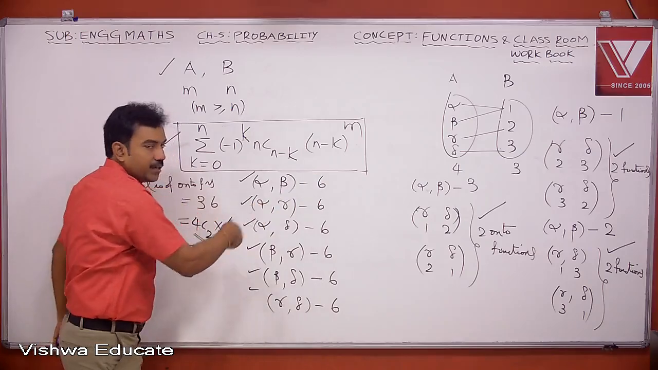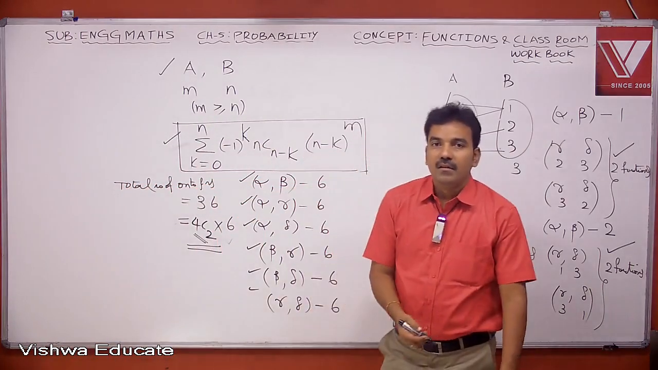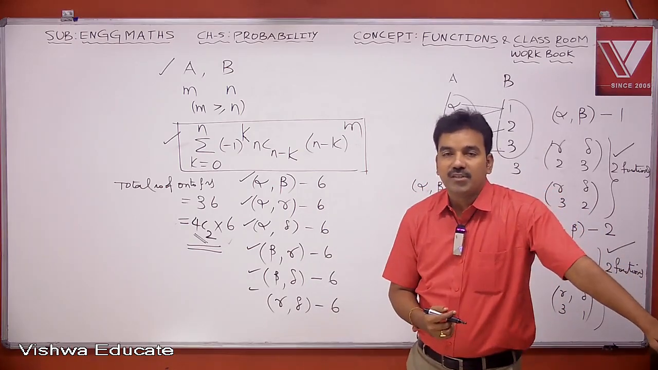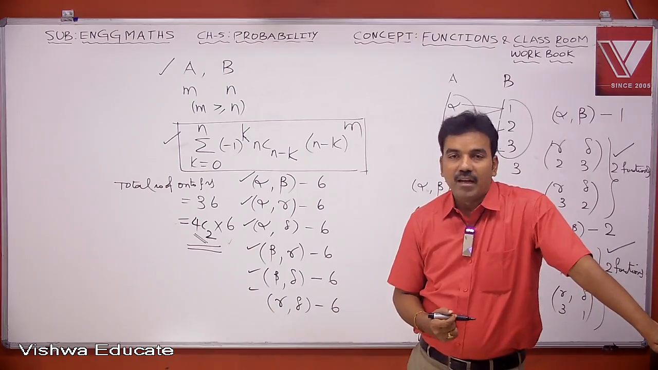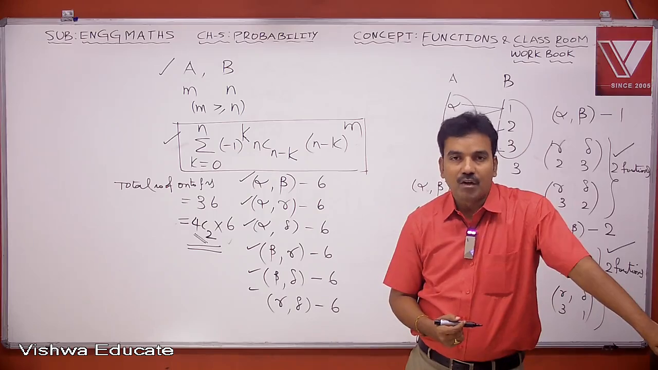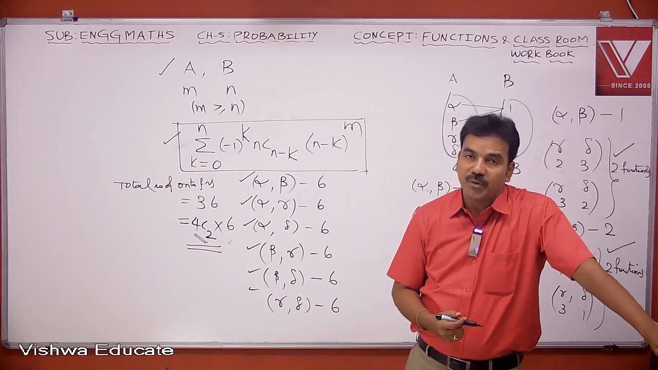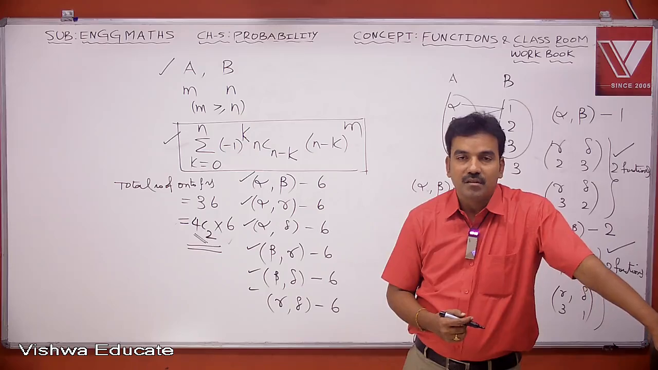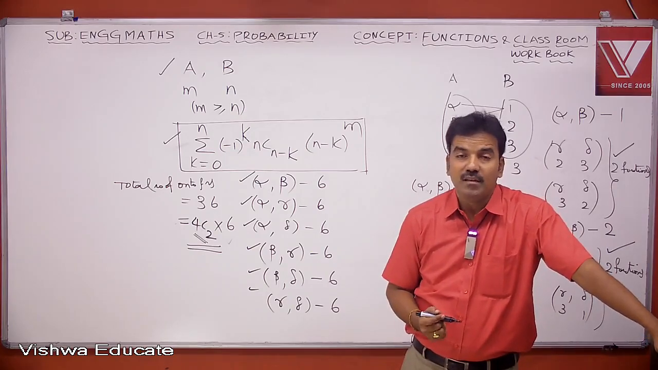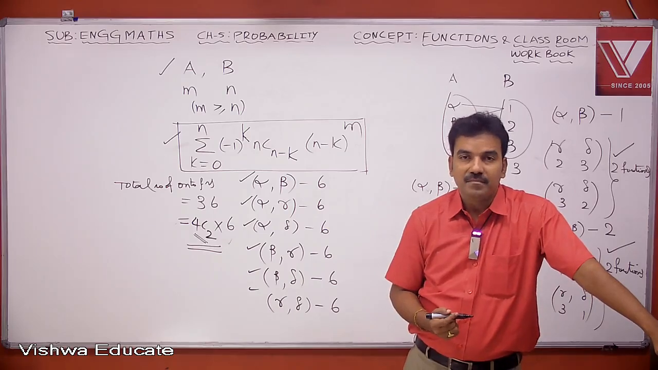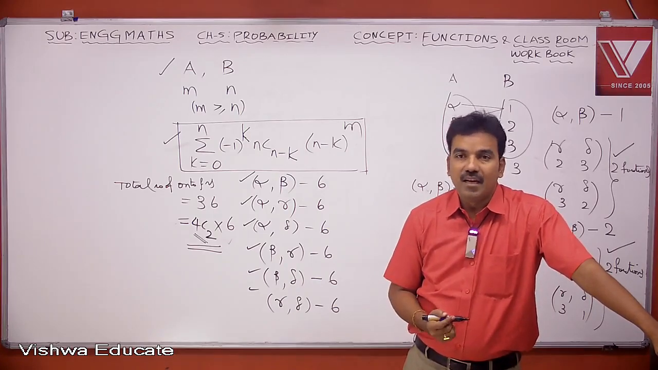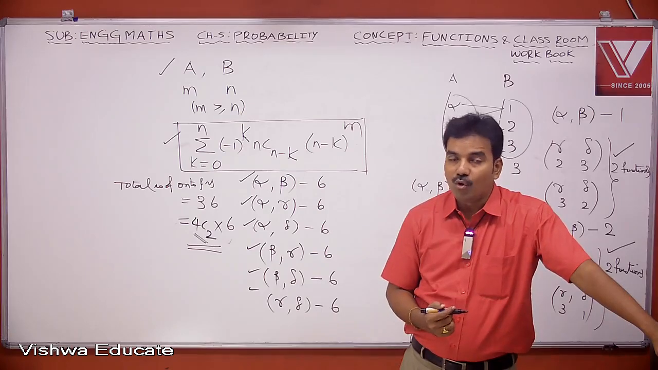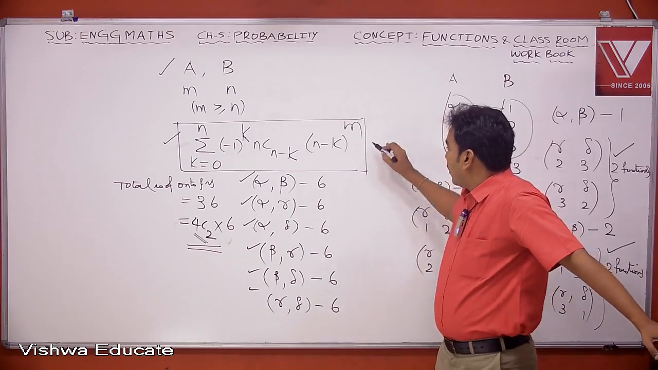So first let us write this note. After this you can have this example. Note: if A comma B are two sets having m comma n elements respectively, where m is greater than or equal to n, then the total number of onto functions from A to B is given by this expression.